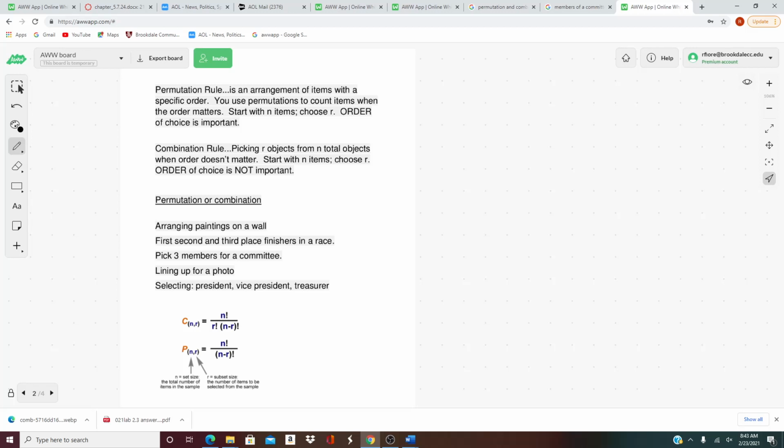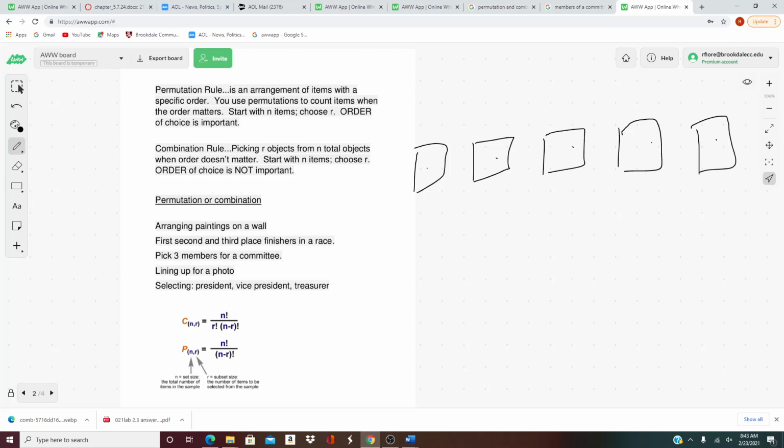Arranging paintings on a wall. Well, that would be a permutation, and the reason that's a permutation is when you arrange paintings on a wall, the order of the paintings will matter. Sometimes we put paintings in sequential order regarding our children going from their youngest age all the way up until their adulthood. This could just be in terms of size, or it could be in terms of style of painting.